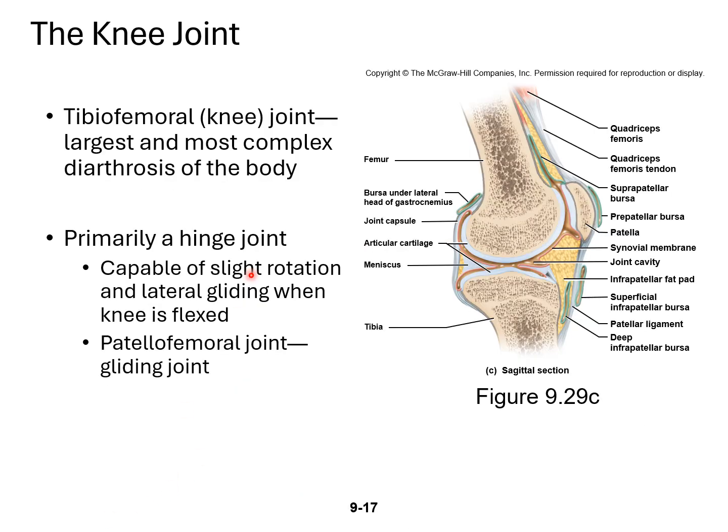Now the knee. So the knee, very complex. It's the tibiofemoral knee joint, so the tibia to the femur. It's the largest and most complex diarthrosis in the body. So you have the intercondylar eminence, you have the 2 condyles on both sides, you have a patella on top to stabilize the front movement of it, but it's primarily a hinge joint. So it's capable of slight rotation, medial or lateral rotation, and lateral gliding when the knee is flexed. But pretty much it acts like your finger, where it's just a hinge joint. There is some sliding, but there's not much.